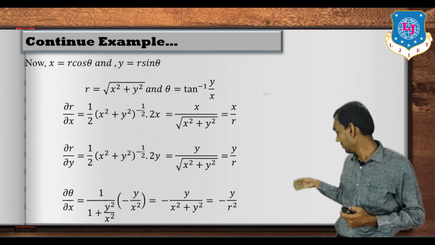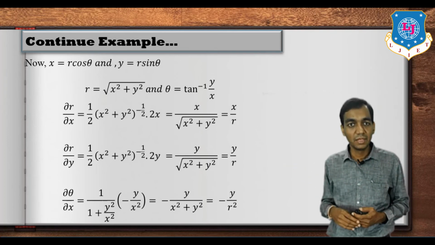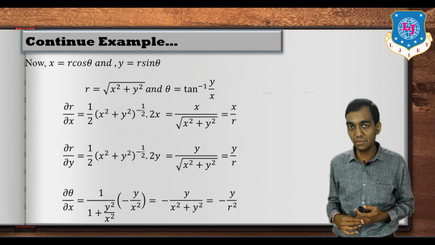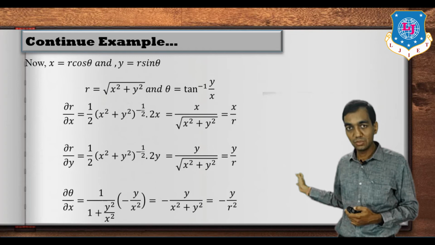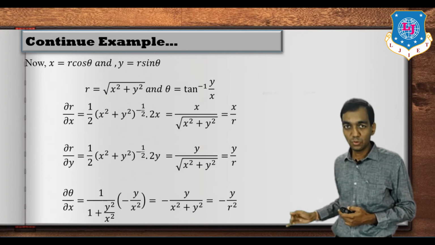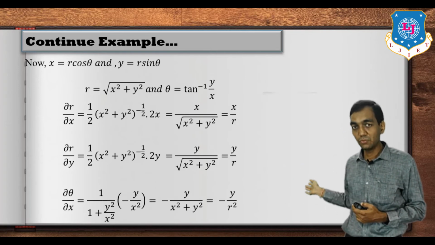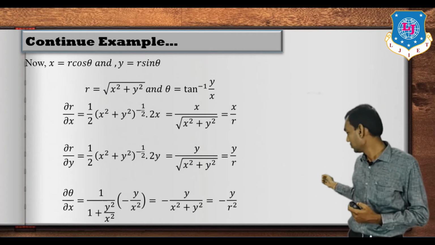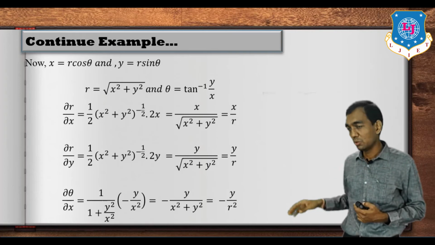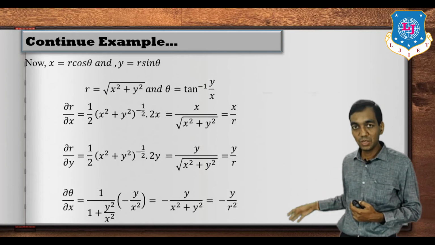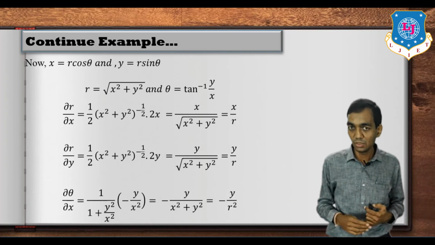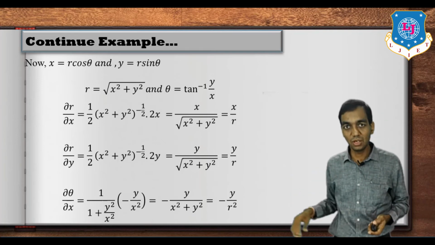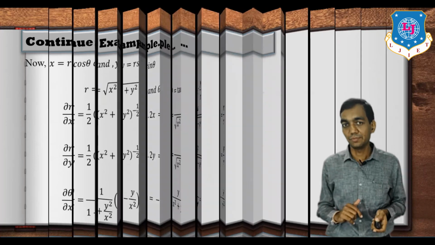In the same manner, ∂r/∂y will be y upon r, and for ∂θ/∂x, the derivative of tan inverse will be 1 upon 1 plus x square, that means 1 upon 1 plus y square upon x square, into the derivative of y by x with respect to x, which is minus y upon x square. So in the denominator take the LCM and simplify, x square will be cancelled out, and you will have minus y upon x square plus y square. That means you have minus y upon r square.